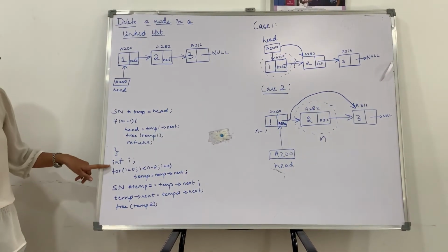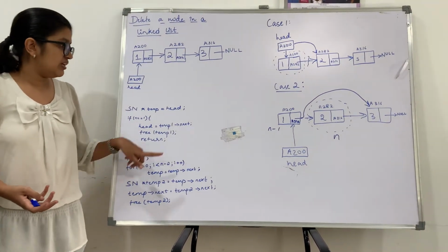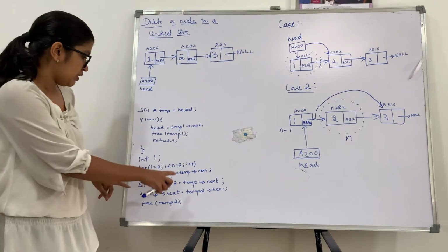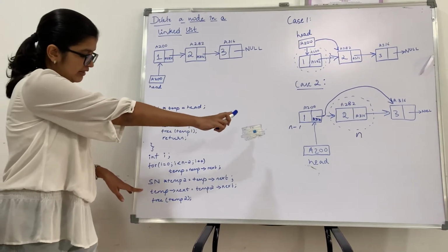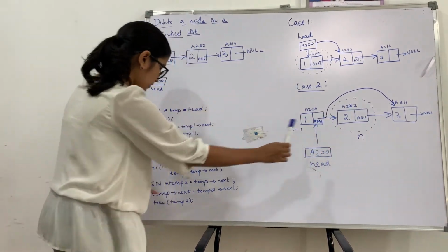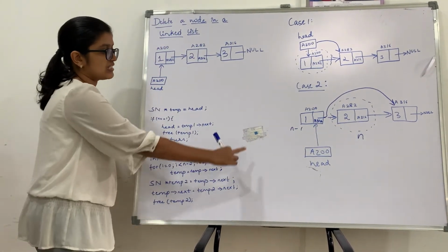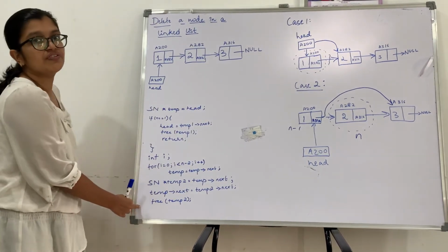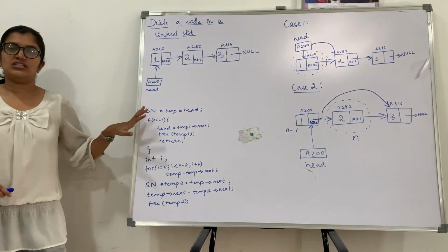To do that, we take a variable i, which we use for traversing, and go till the previous node, and then to the node to be deleted. We make sure temp's next points to temp2's next. This will be temp2, and we make temp's next point to temp2's next, that is, n-1's next will point to n+1. And then we free the memory allocated to temp2. In this way we can delete a node in the linked list.